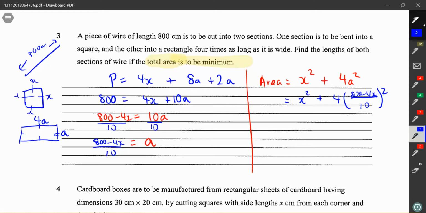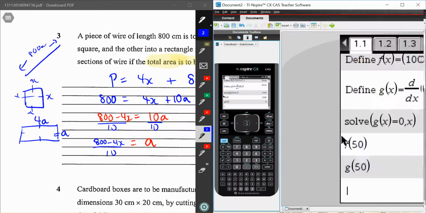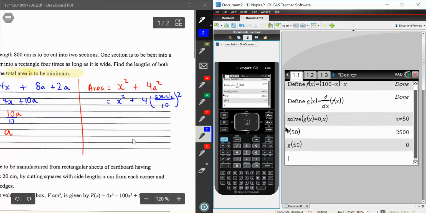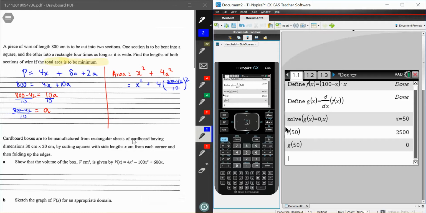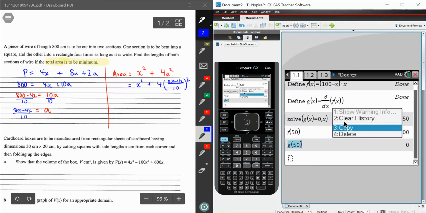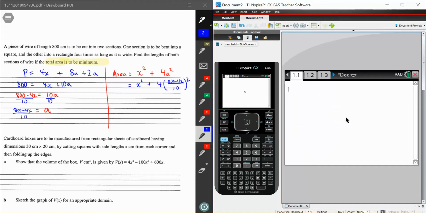How do you find minimum? Derivative equals 0. It's a stationary point. Derivative equals 0. So your goal, we're going to do it again. So here we go. Let's do this on our CAS. Whoops. I'm just going to move this across or zoom it out a bit. There we go. So I'm going to go to the calculator. I'm going to clear history. Here we go. We're going to do the same thing again.